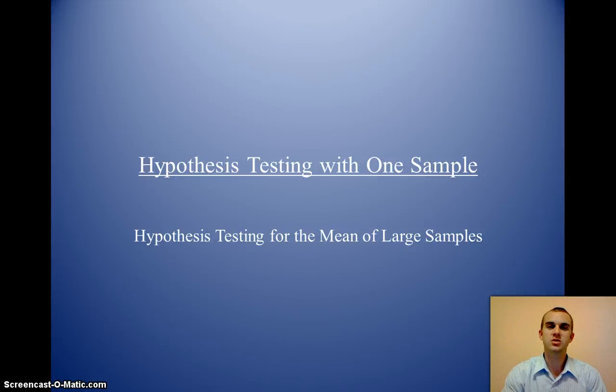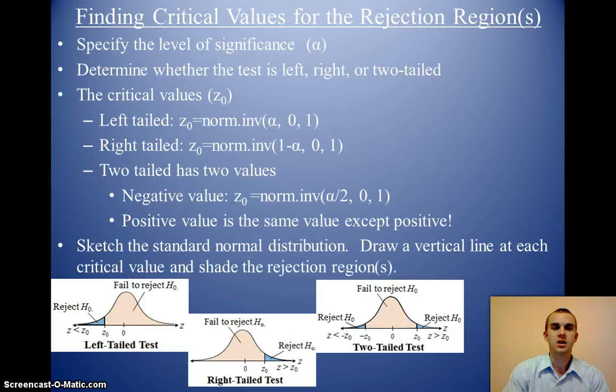In this video, we're going to look at hypothesis testing for the mean of large samples. First, we need to be able to find critical values for rejection regions. When doing this, we want to begin by specifying the level of significance, and then determine whether we are looking at a left, right, or two-tailed problem.